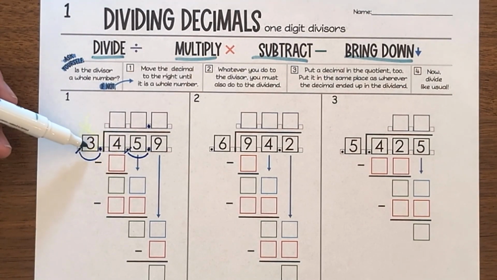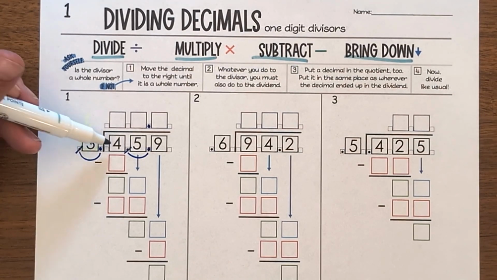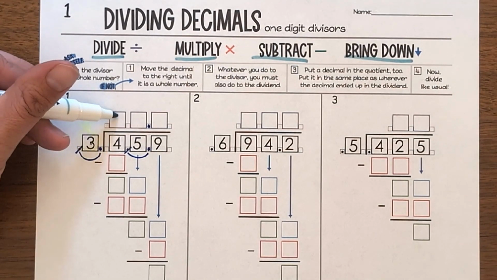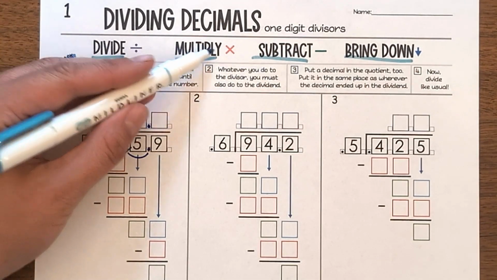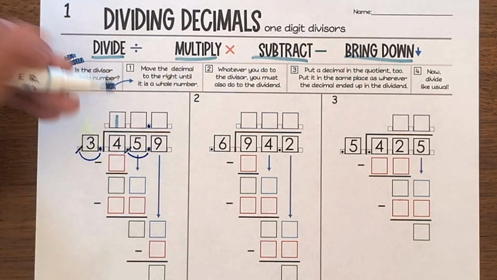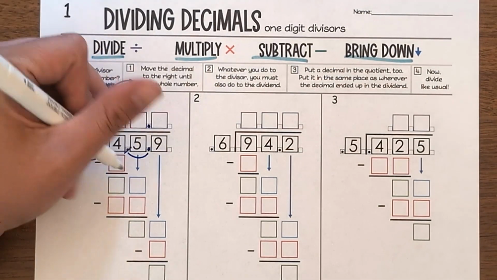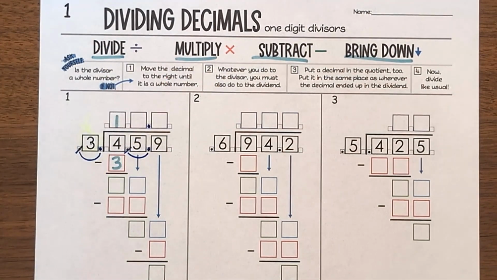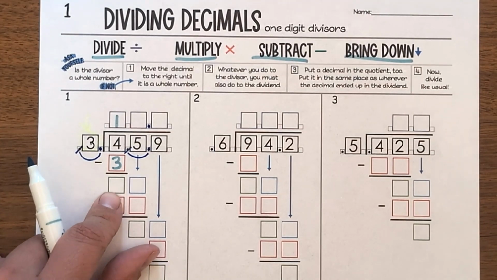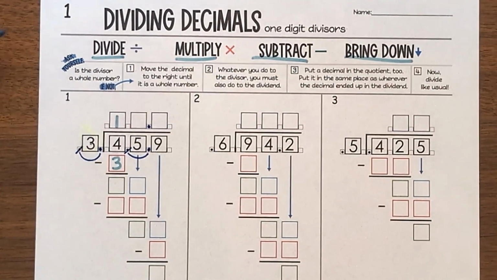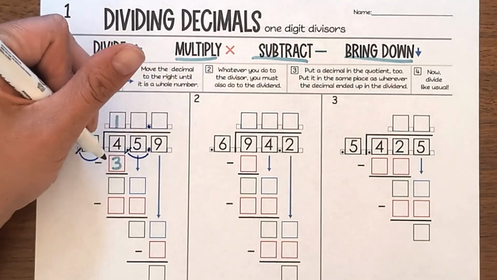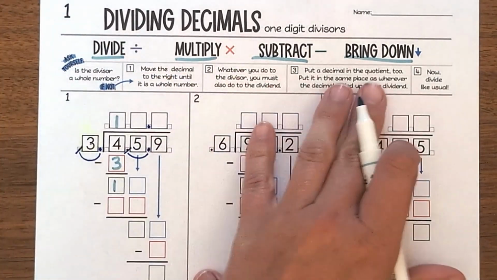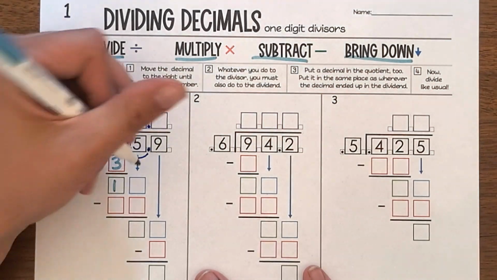So 4 divided by 3, or how many times can 3 fit into 4? Just one time. Next, you'll multiply into this red box here. 1 times 3 is 3. The next step for this green box is to subtract. You'll do 4 minus 3, which is 1. Next, you're going to bring down the 5.